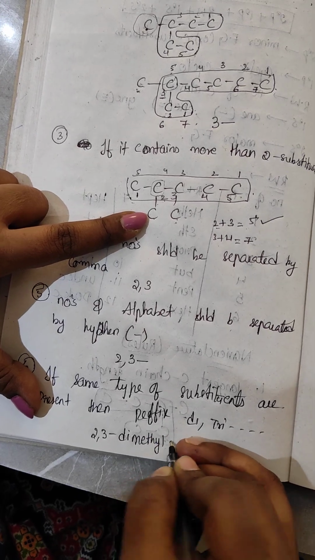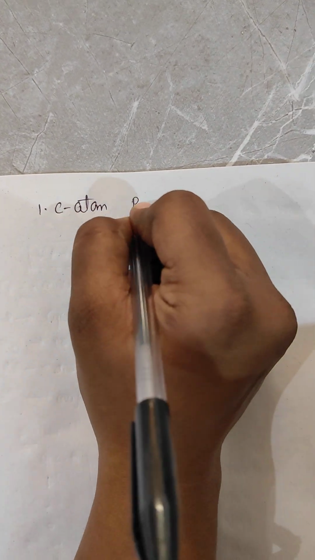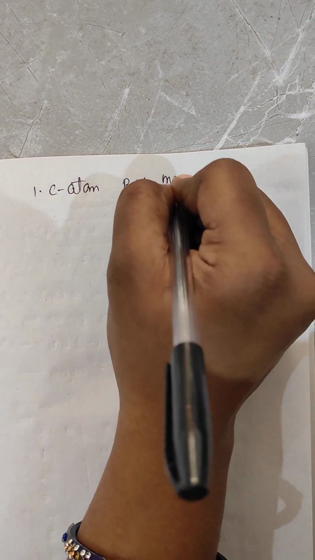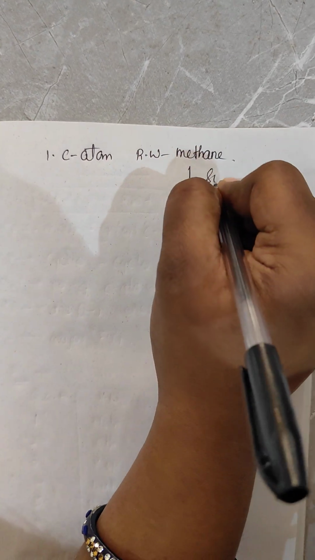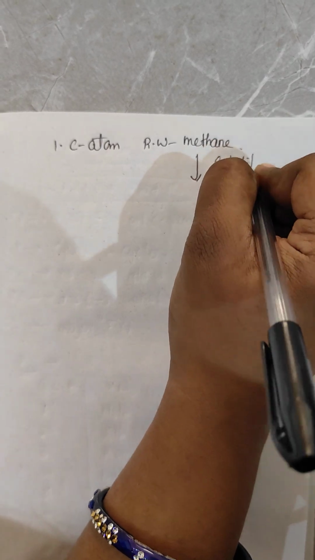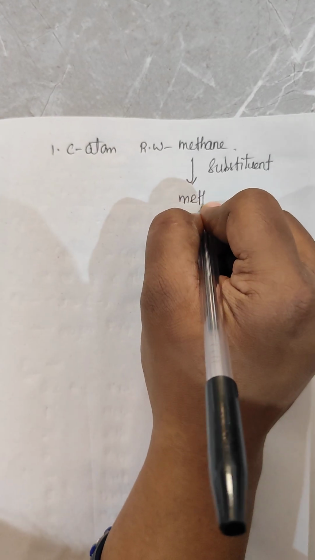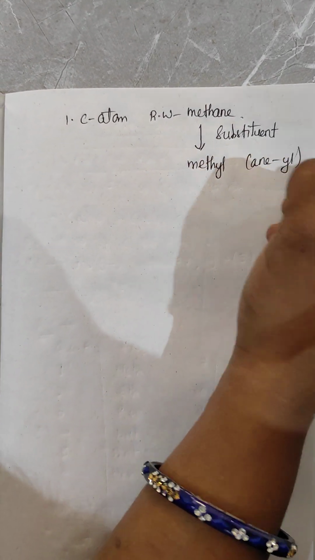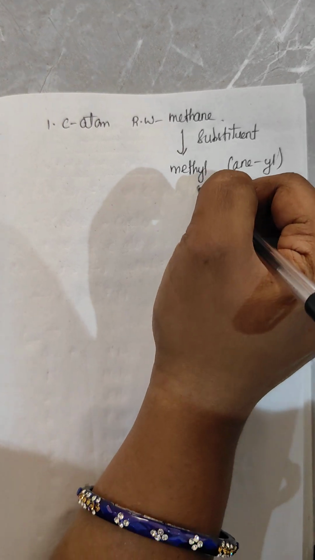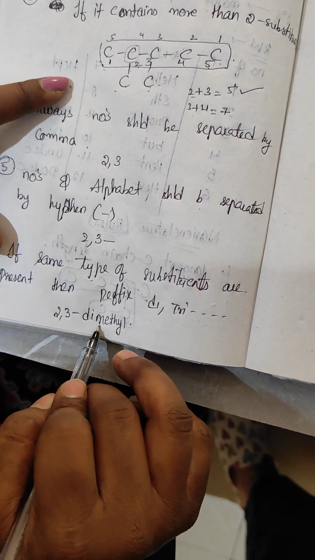One more point over here. As it is containing 1 carbon atom, the root word for this is methane. But when it is containing as a substituent, it should be given as yl. Ane is converting into yl. So methane is converting into methyl. That is the reason I have given this particular as 2, 3 dimethyl.